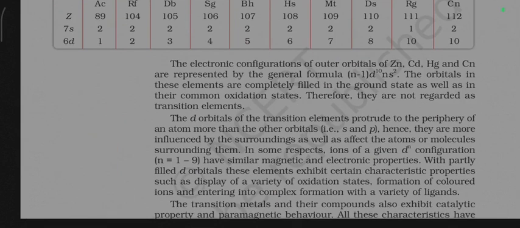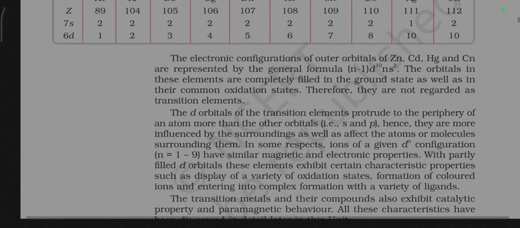The electronic configuration of outer orbitals of Zn, Cd, Hg and Cn are represented by the general formula (n-1)d10 ns2. The orbitals in these elements are completely filled in the ground state as well as in their common oxidation states. Therefore, they are not regarded as transition elements.